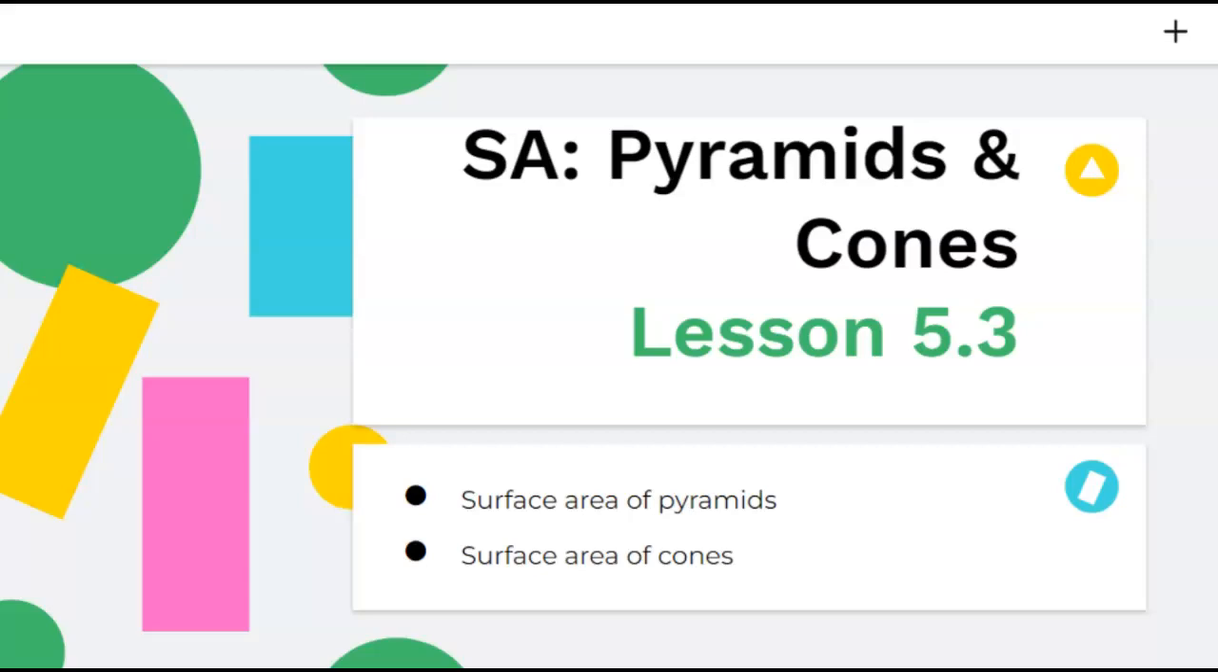This is lesson 5.3 and we're going to get into surface area of pyramids and cones. These are our last two solids that we need to learn surface area of, and we should have all the solids ready to be able to calculate surface area of our objects for our PBL after this lesson.